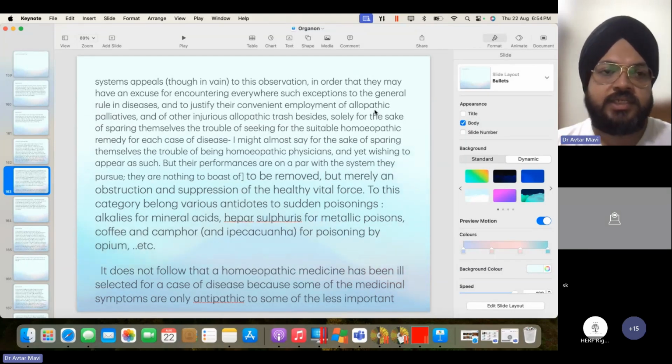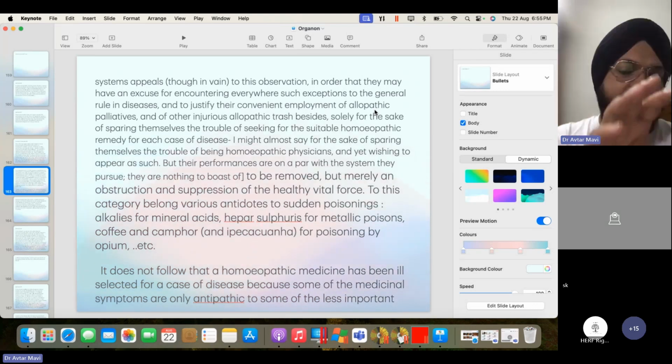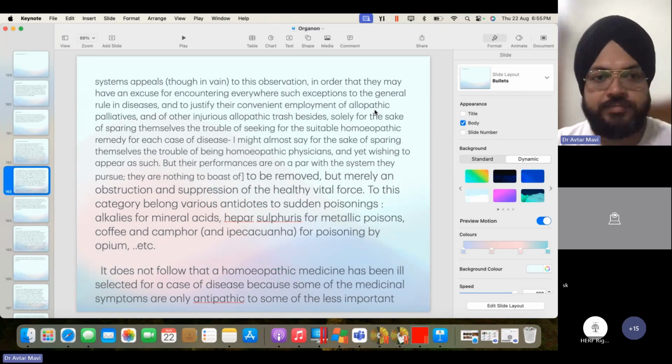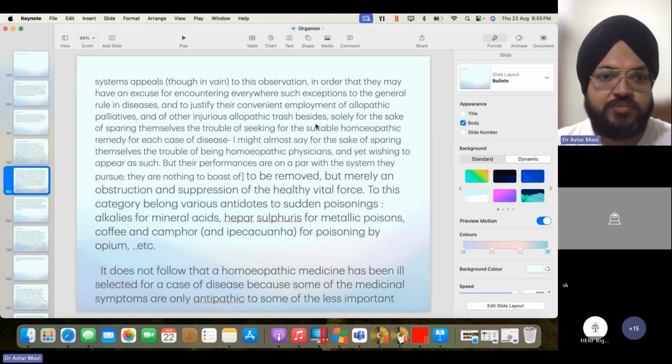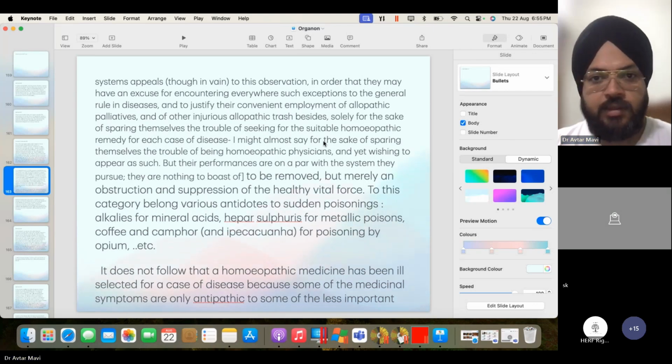So he's saying that they are just trying to justify their allopathic treatment, the palliative treatment, with my footnote or aphorism, and of other injurious allopathic trash besides, solely for the sake of sparing themselves the trouble of seeking for the suitable homeopathic remedy for each case of disease.